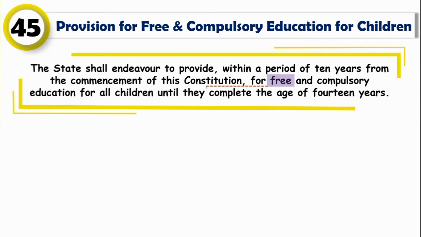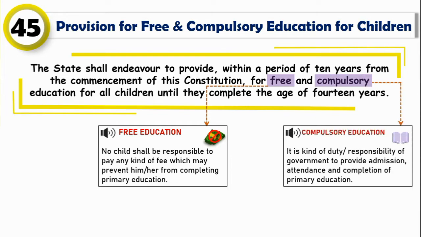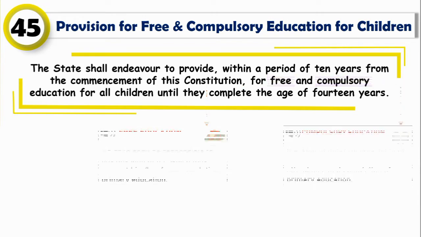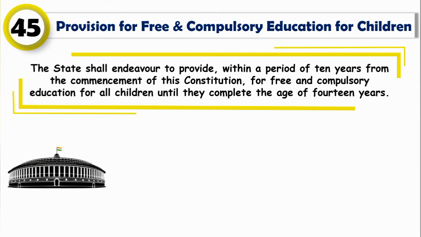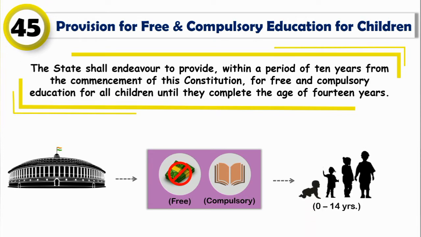Free education means no child shall be responsible to pay any kind of fee or charges which may prevent him or her from completing primary education. And compulsory education means it is a duty or responsibility of government to provide admission, attendance and completion of primary education. So this simply means that the state shall make an effort to provide free and compulsory education for children between 0 to 14 years of age. This is what Article 45 basically talks about.